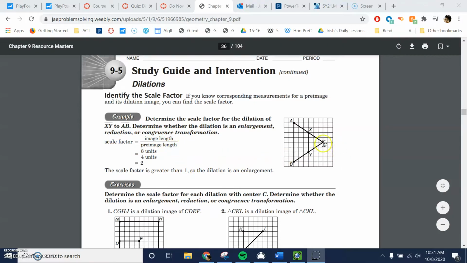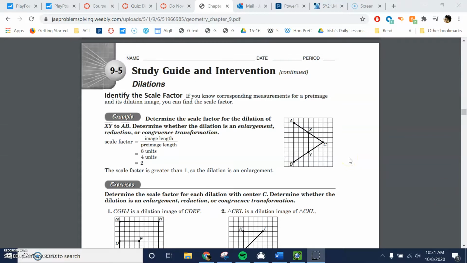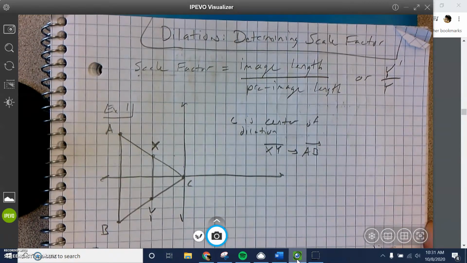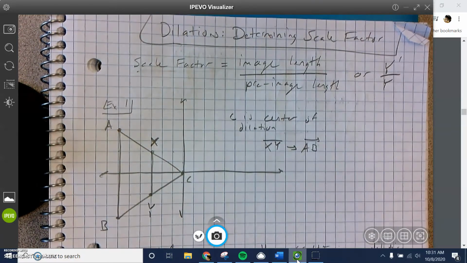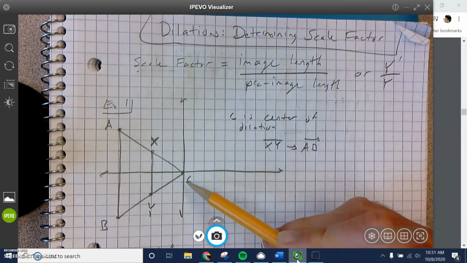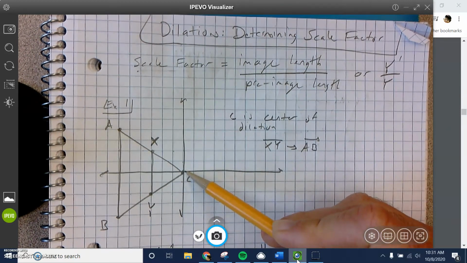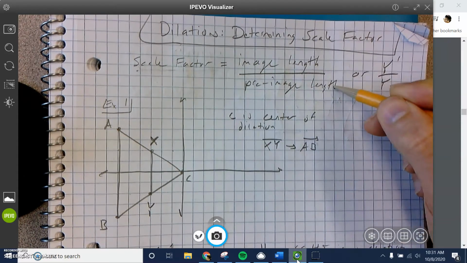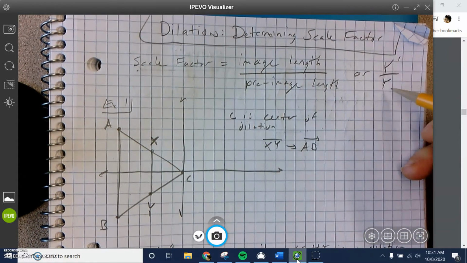And C is the point of dilation right there. And C is going to be the origin, since that's the only thing we know so far about the point of dilation. So what I did is this. Copy this down for the notes. So we're determining the scale factor for today. And for C, I just put it as the origin. That's the only difference between that picture and this picture. And the scale factor is the image length over the pre-image length, or Y prime over Y.